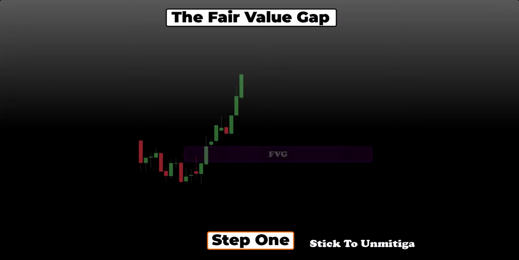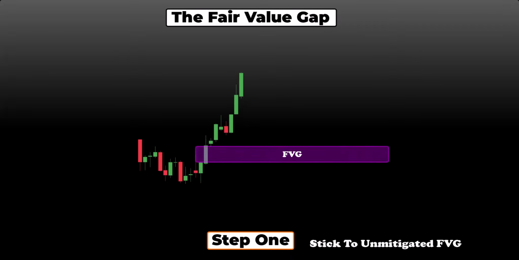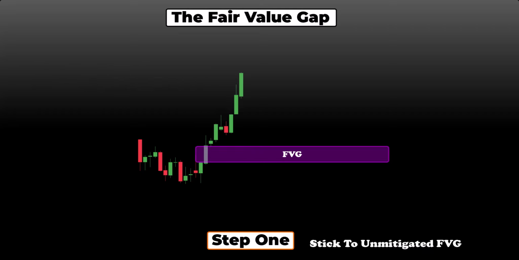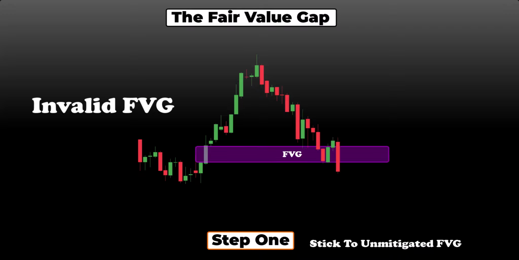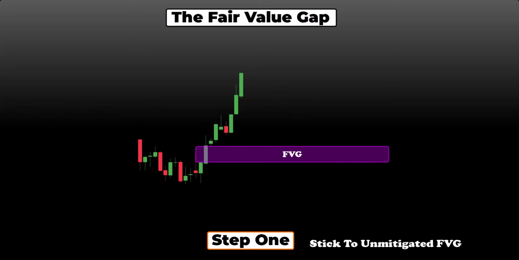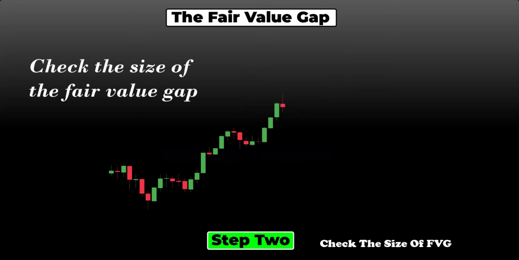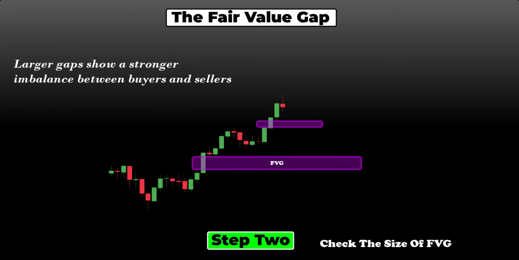Step 1. Stick to fresh, unmitigated gaps. The most powerful zones are those price hasn't revisited. Once the price returns and fills it, the gap weakens. If the price retraces too deep and closes inside, the setup is invalid. Ideally, you want a clean touch, respect, and bounce. Step 2. Check the size of the fair value gap. Larger gaps show a stronger imbalance between buyers and sellers, making them more reliable. When multiple gaps appear, prioritize the bigger ones.